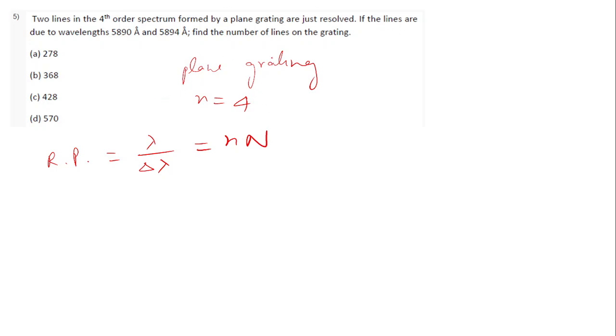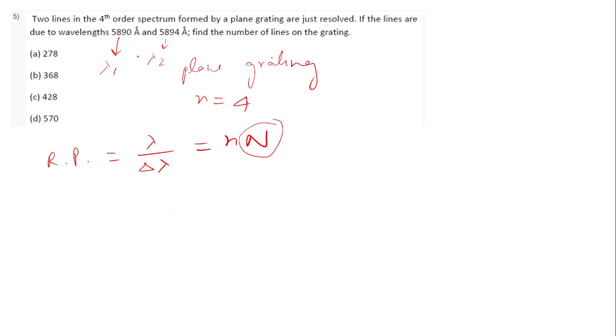So further, if the lines are due to wavelengths, these two lines which are just resolved, these two lines are 5890 angstrom and 5894 angstrom. Find the number of lines on the grating. So we have to find out this. This is the resolving power formula. We know lambda, delta lambda, n, which is 4. We need to find out the total number of lines on the grating.